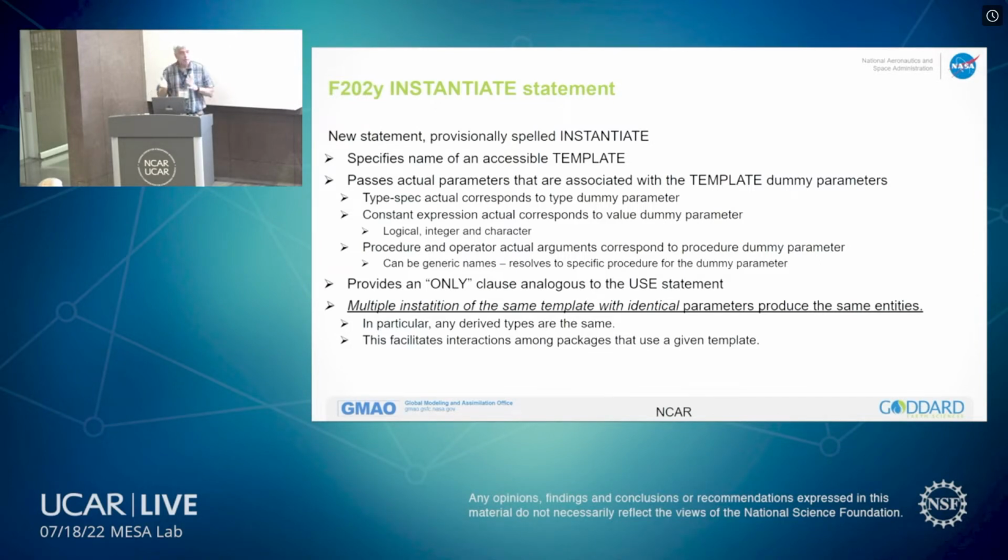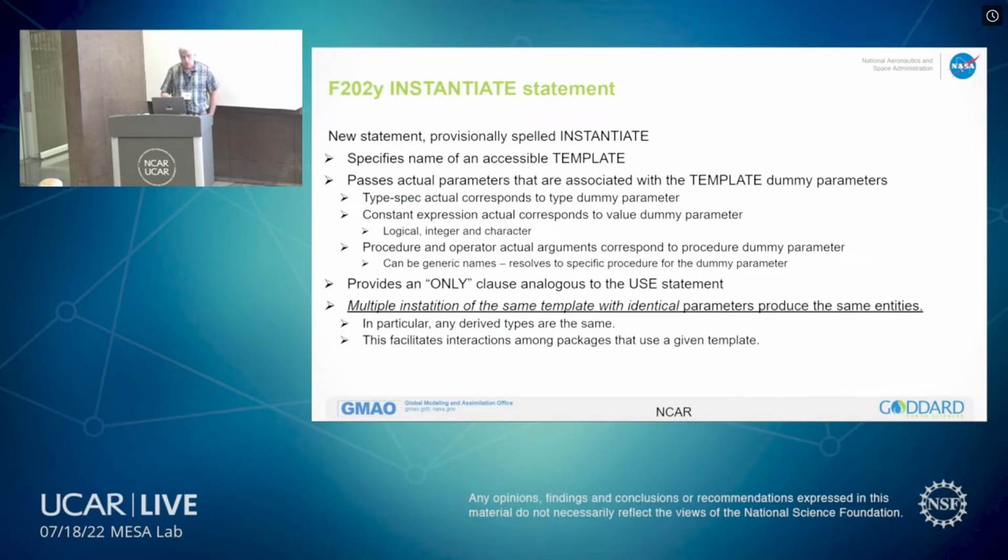So a type spec corresponds to a type dummy argument. So what do I mean by type spec? You could pass in an actual that is real, or you could do real kind equal 32. You could do integer. So all of these things are type spec, but it's going to still be a scalar, but it's going to be basically a type, intrinsic or derived type, possibly with a kind or length parameter.